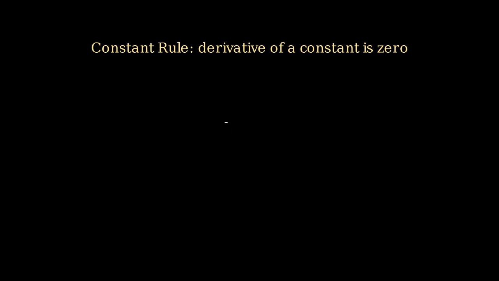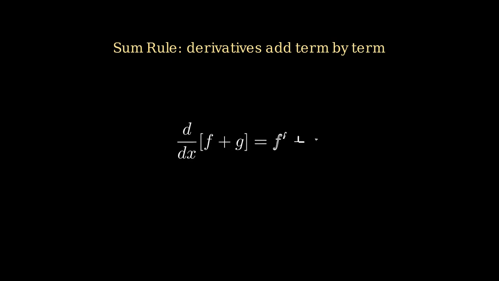Now for the basic rules that make differentiation quick in practice. First, the constant rule. The derivative of k, where k is just a constant number, equals 0. Next, the power rule. The derivative of x to the n equals n times x to the n minus 1. The sum rule says the derivative of f plus g equals f prime plus g prime. Derivatives distribute term by term across addition.